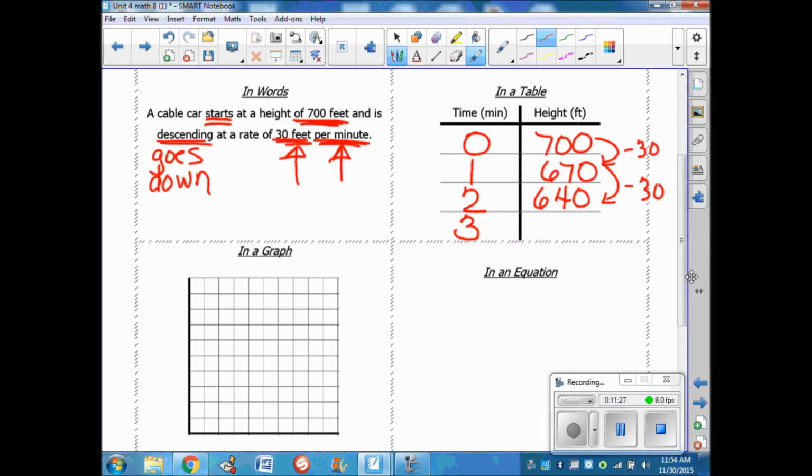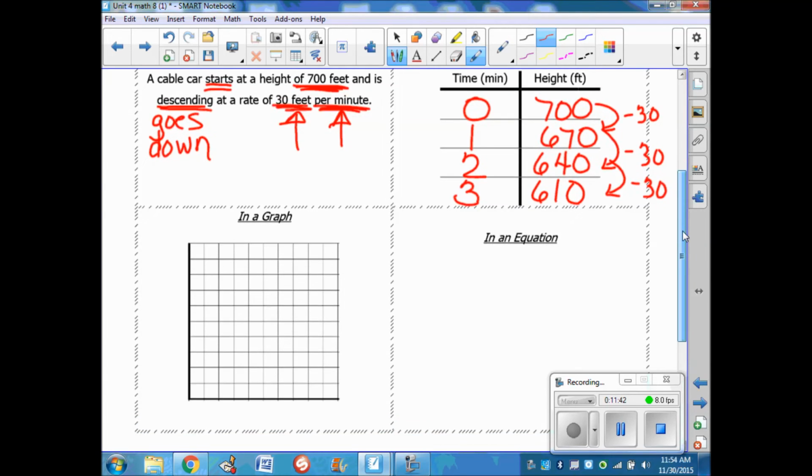Well, let's do one more time. What about at 3 minutes? Okay, what's my height? I'm subtracting 30, so that puts me at a height of 610. Okay, like the tables. Now, what about the graph? So the graph and the table really go hand in hand, okay, because the table gives us the points to plot.